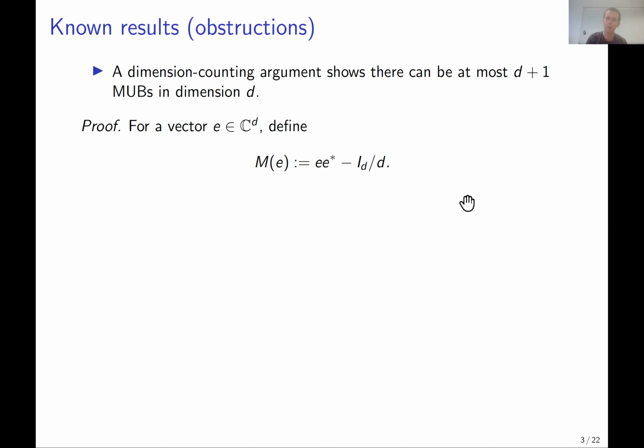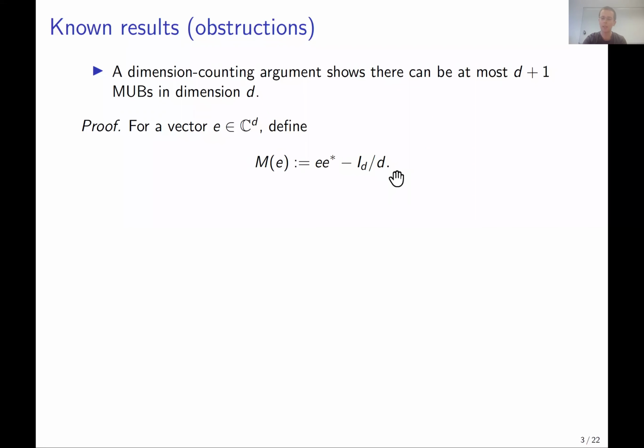So let me first define this map that takes vectors to matrices. Later we'll only apply it to unit vectors, and then this will be a map from unit vectors to traceless Hermitian matrices. So you take a unit vector e, you map it to the rank 1 projector, and you subtract a suitable multiple of the identity.